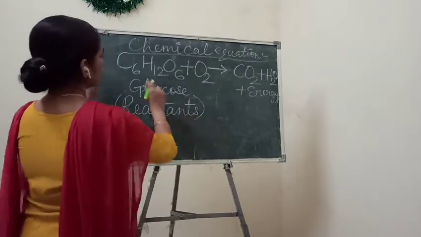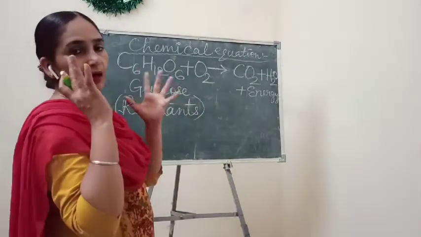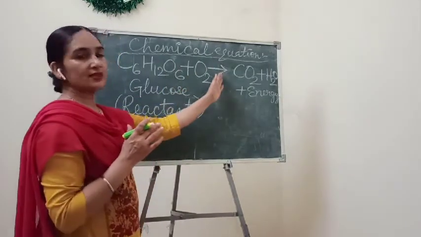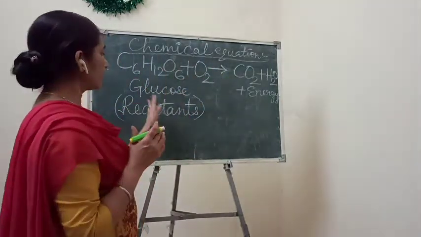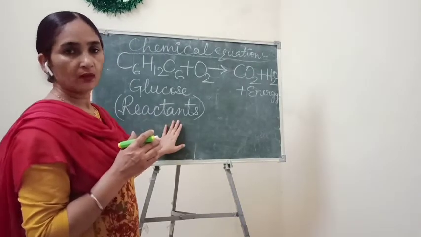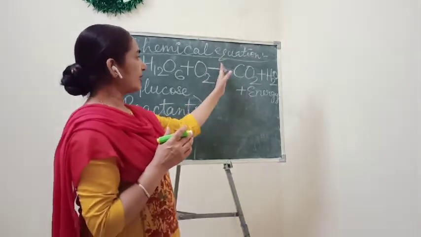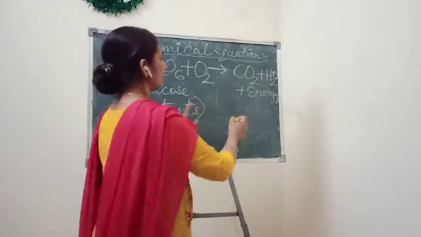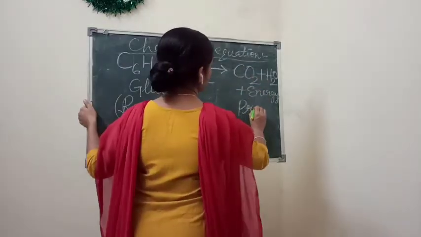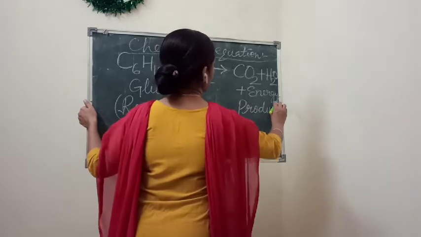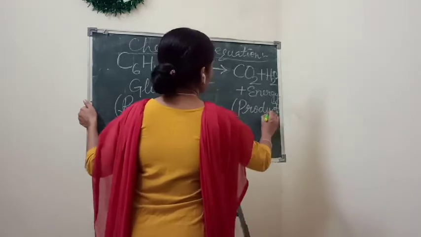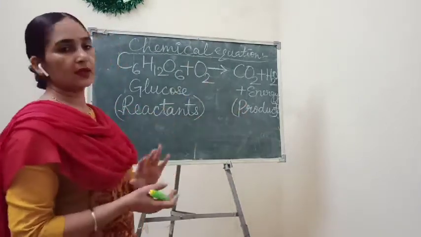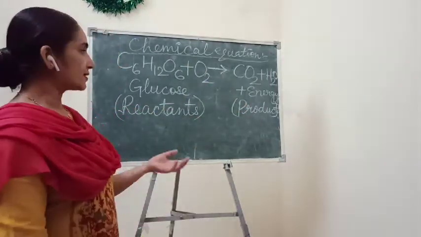Whatever chemicals we write on this side of the arrow, these come under the reactants. Okay, and after the arrow, what we will write? That is called product. So reactants and products we write in the chemical equation. Understand?